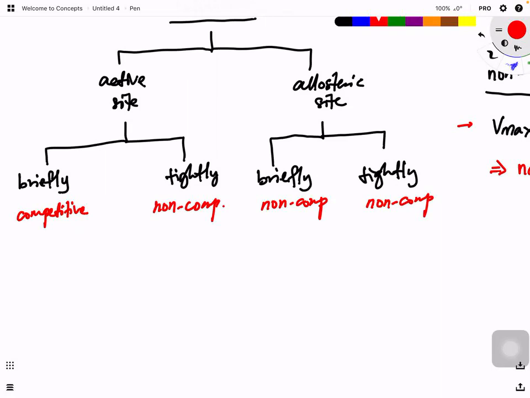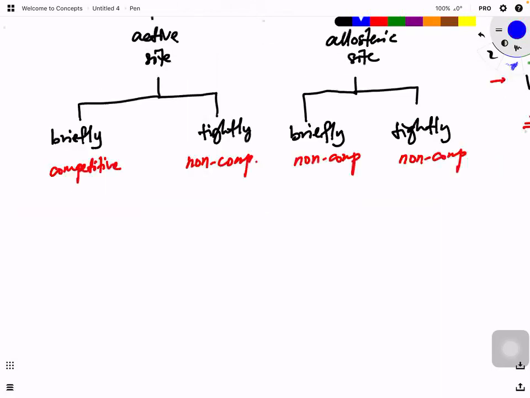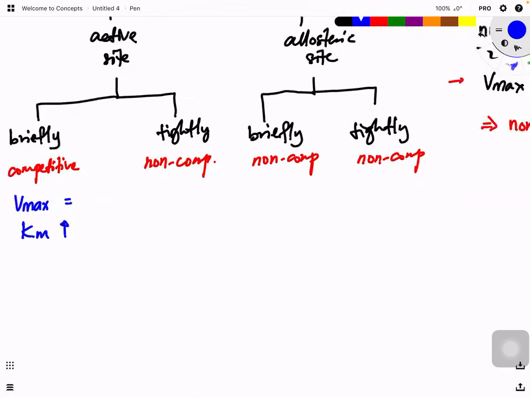Now, here we have to understand: when they bind to the active site briefly, competitive, Vmax will remain the same, no change, but Km increases. Correct or not? Yesterday we looked at it. Now, when we talk about this non-competitive inhibitor, when you look at the Km and Vmax values, they only refer to those that bind tightly, because for the others, Km and Vmax, we won't learn about them. It's slightly different. Are you clear?